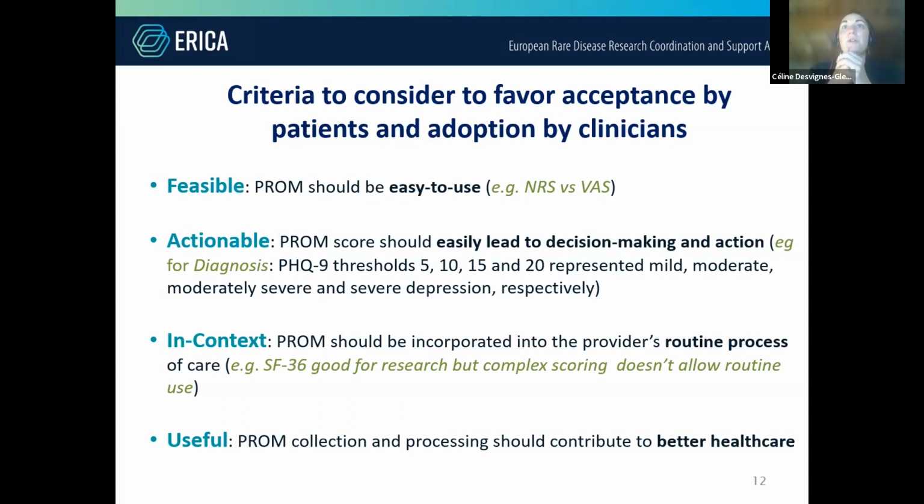Then you should also consider the context. As we have mentioned before, PROMs should be incorporated into the provider's routine of care. That's why the DSS-36, with 36 items, is long and has a complex scoring. So maybe it's not the most appropriate tool to implement into routine.